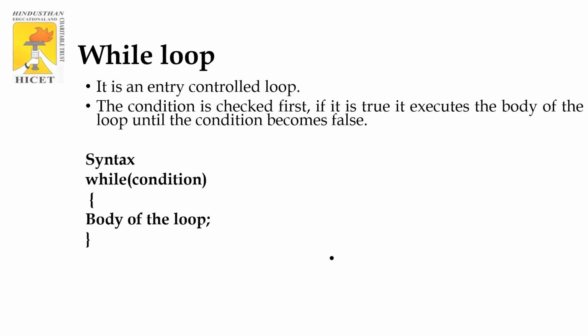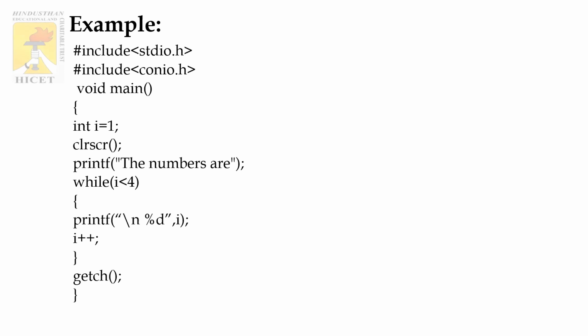Next one is the while loop. It also comes under the pre-test loop. First, the condition will be tested, then the body of the loop will be executed, right? Here is the syntax: while of condition, then the body of the loop. Here is the example for the while loop. As usual, header files are included, void main. Then the i value will be declared as 1. Then in the while condition statement is i less than 4. Then printf the i value, then the increment process, right?